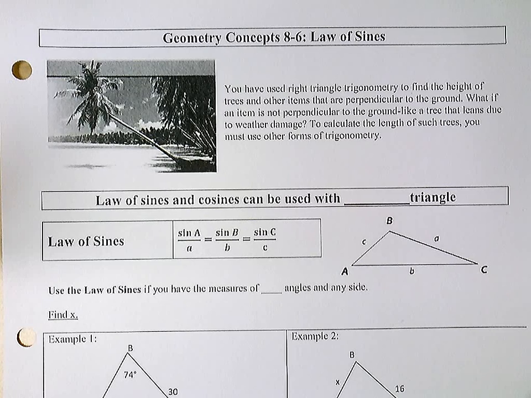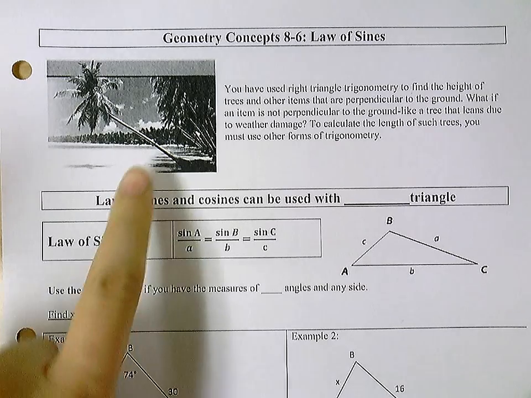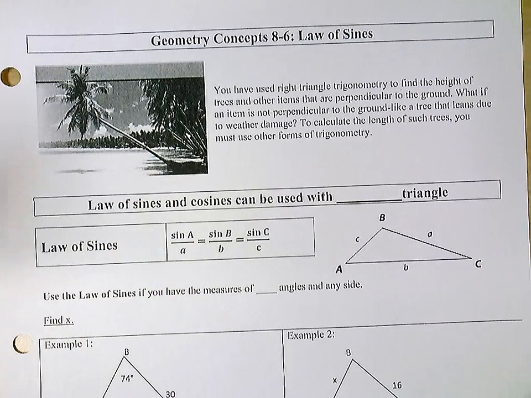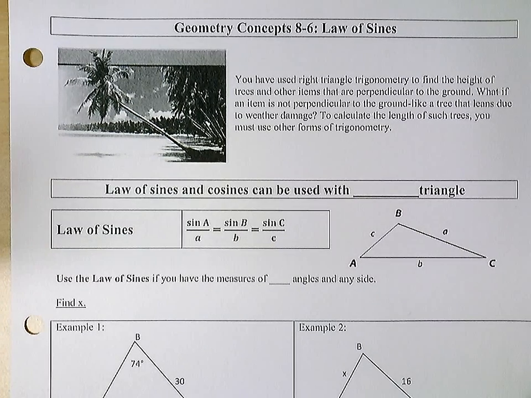All right, so today we're going over law of sines. You have used right triangle trigonometry to find the height of trees and other items that are perpendicular to the ground. What if an item is not perpendicular to the ground, like a tree that leans due to weather damage? Like this picture here, it doesn't form that right angle. To calculate the length of such trees, you must use other forms of trigonometry.